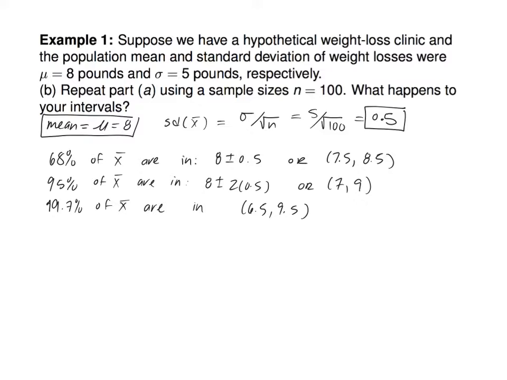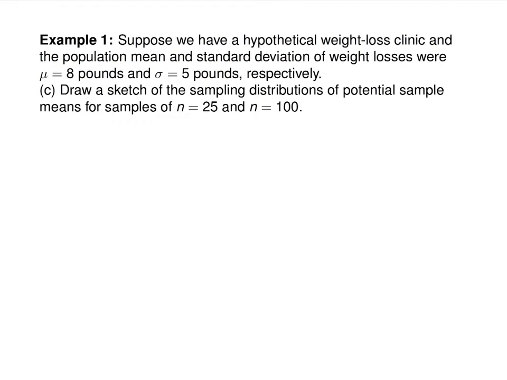So, all right. Draw a sketch of the sampling distributions, the potential sample means for 25 and 100. So here's how we're going to do this. Step 1, draw a horizontal line. That's not a very hard step, right? Although straight lines are very hard to draw. I hate it when mine aren't straight. Put the mean in the middle. What was our mean? 8. Okay.